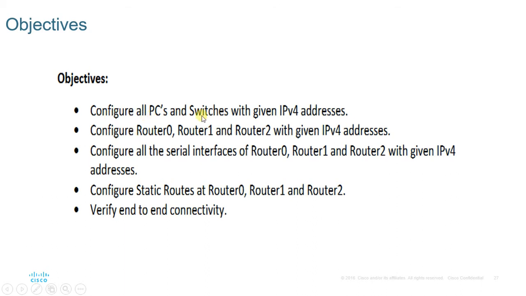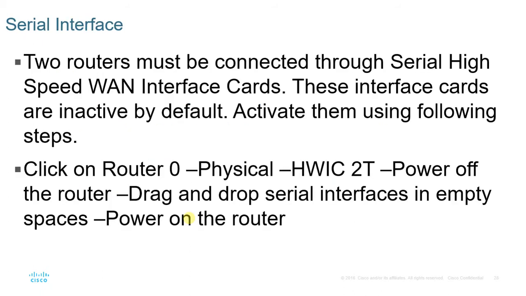Configure all PCs and switches with given IPv4 addresses. Configure router 0, router 1, router 2 with given IPv4 addresses. And then we have to configure all the serial interfaces of router 0, 1, 2 with IPv4 addresses. And then configure static routes at router 0, 1 and 2. And then we have to verify end-to-end connectivity. We will see all these objectives one by one.